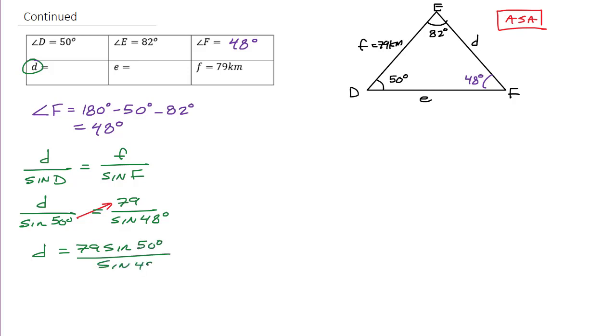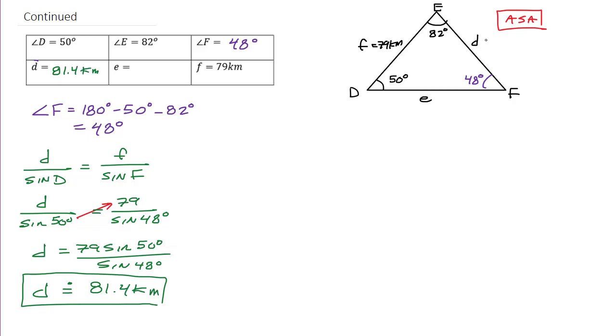Do that in your calculator. Check if you're getting the same answer as me. I am getting 81.4 kilometers for side D, approximately, rounding everything to one decimal place. So I'm going to write that in up here. 81.4 kilometers. Okay, I'm going to write that on my diagram this time also. I should have done that on the last one.